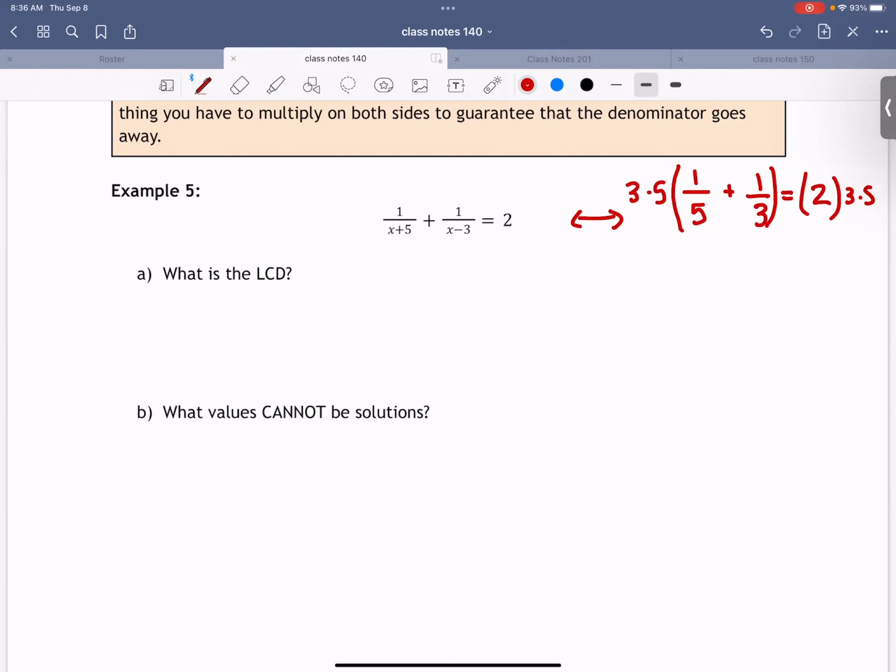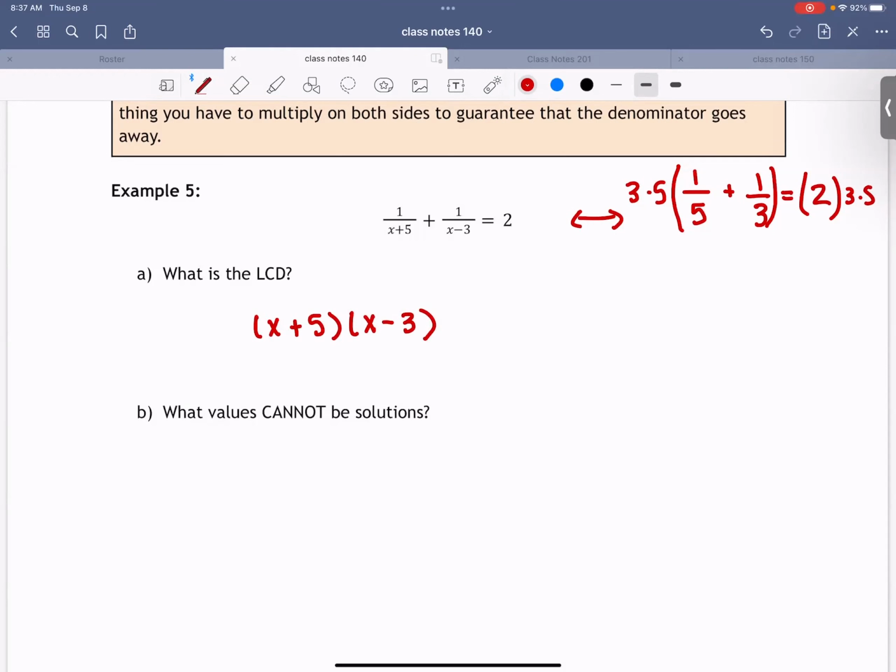Stephen? Perfect. X plus 5 times x minus 3. Okay. So just like we did with fractions, the LCD is just multiplying together the denominators. And we don't have any repeated stuff going on yet, but this is what we do with LCD: multiply together all the denominators.